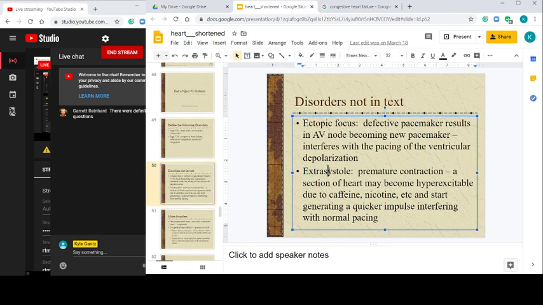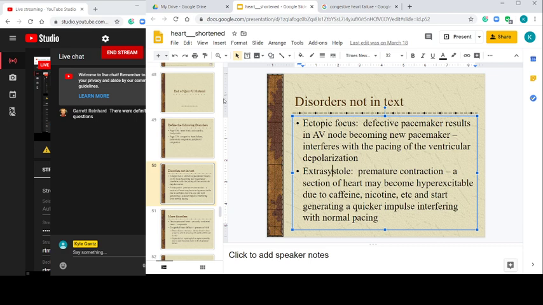Extrasystole. So if we think about this, extra is extra. Systole is what? Contraction, right? So we have an extra contraction, and they call it a premature contraction. A section of the heart may become hyperexcitable due to caffeine, nicotine, whatever, and start generating a quicker impulse, interfering with normal pacing. So if the ventricle fires a little bit too quick, then the AV valves are going to close sooner, which means the atria aren't going to dump their blood as quick, which means a lot of stuff.